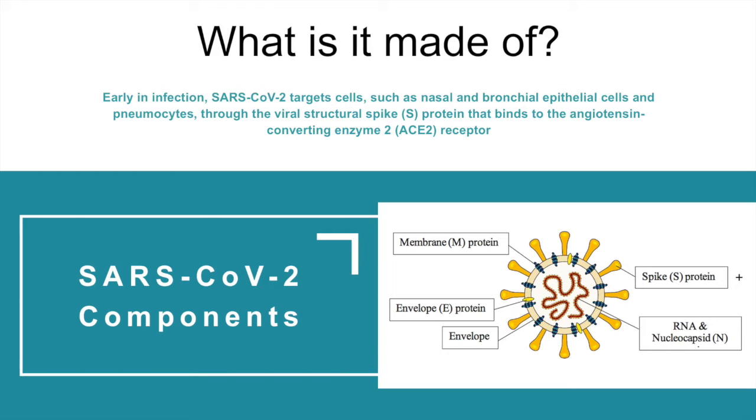The spike glycoprotein is found on the outside of the viral particle and gives coronaviruses their crown-like appearance. Early in the infection, SARS-CoV-2 targets cells such as the nasal and bronchial epithelial cells and pneumocytes through the viral structural S protein that binds to the angiotensin-converting enzyme 2, ACE2, receptor.